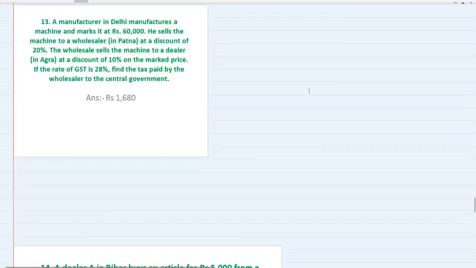A manufacturer in Delhi manufactures a machine and marks it at rupees 60,000. He sells the machine to a wholesaler in Patna at a discount of 20%. Okay, so the whole story starts from Delhi.